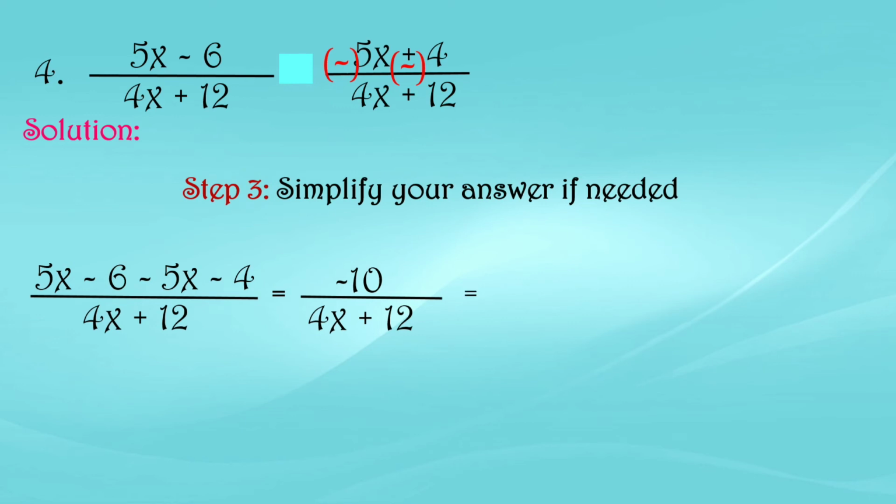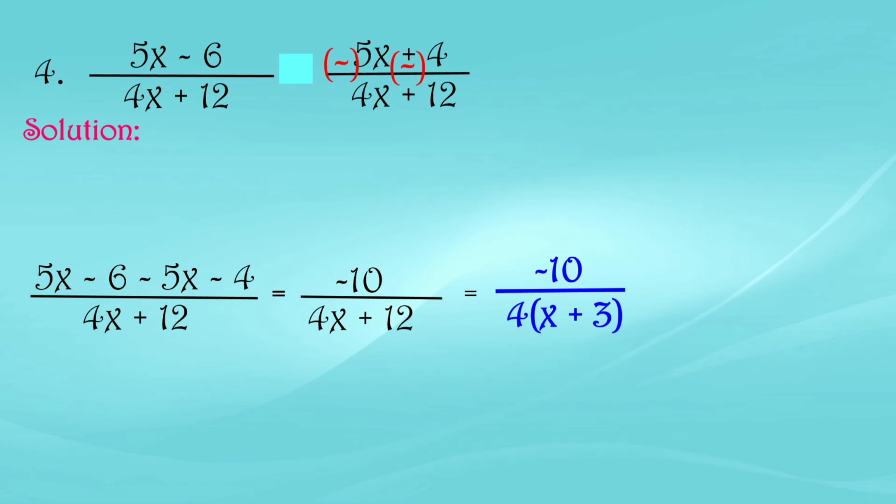So simplify your answer if needed. So si negative 10, di na siya pwedeng i-factor. Pero si 4x plus 12, pwede pa. So 4 times quantity x plus 3. So ang ating given or ang ating sagot, wala nang makakancel. So final na siya.